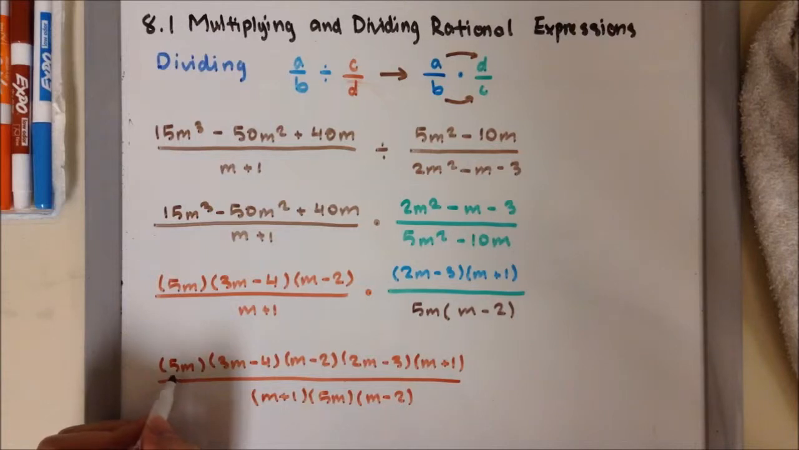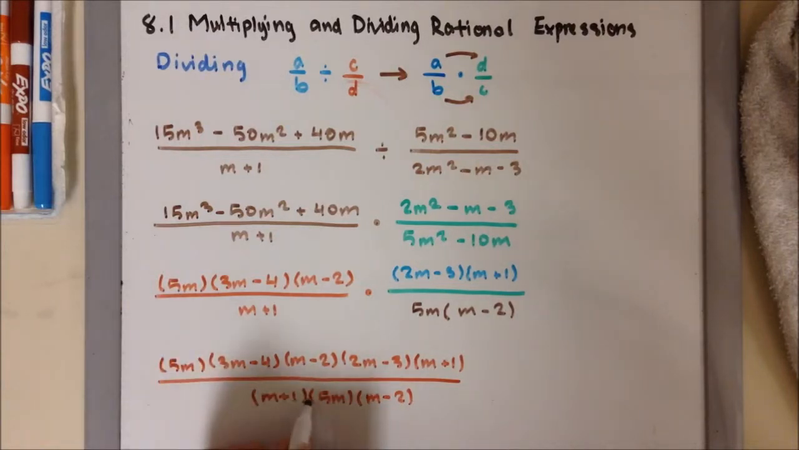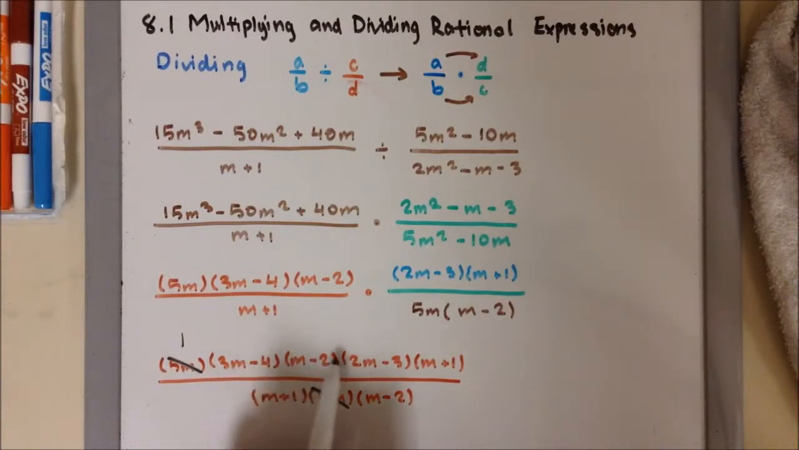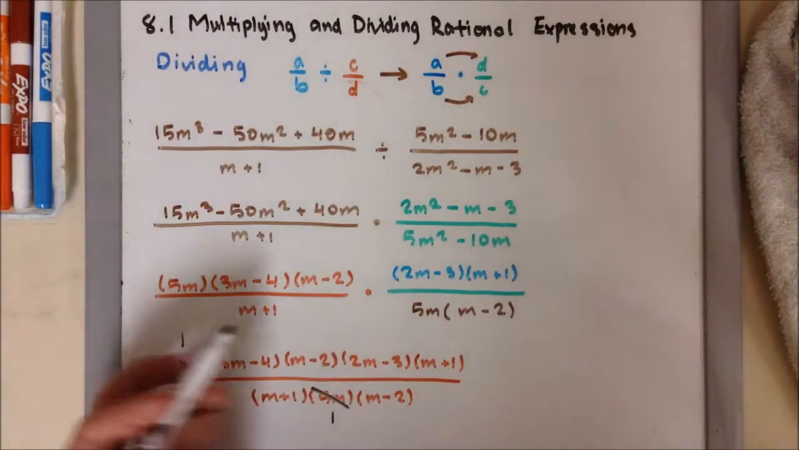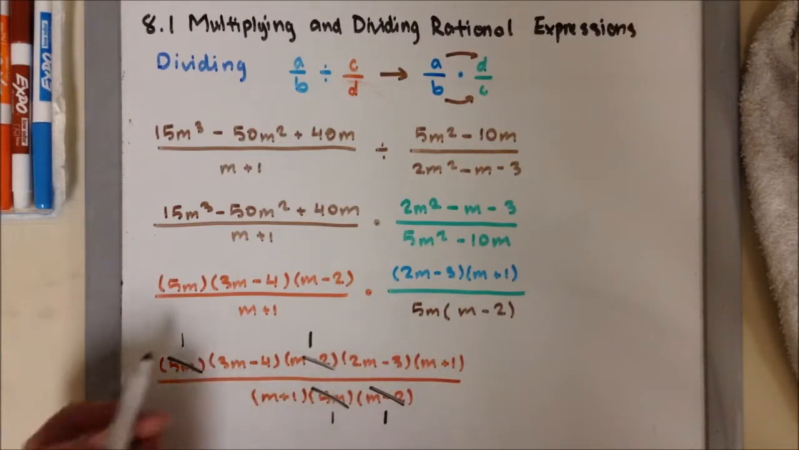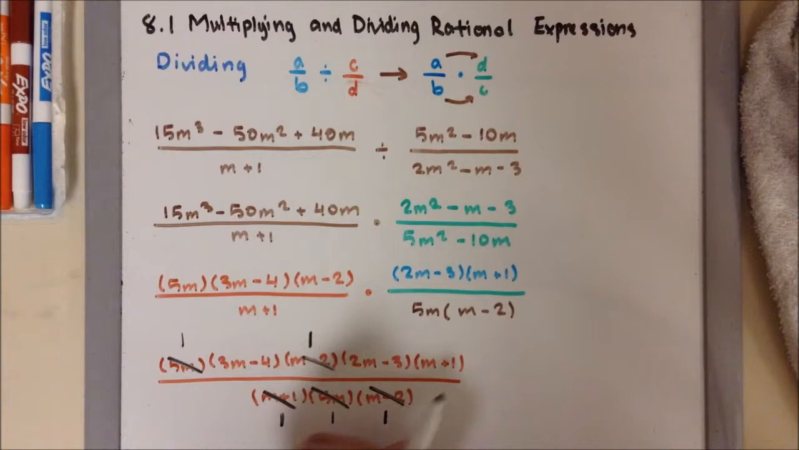I notice I have one 5m at the top and one 5m in the denominator. So I'm going to divide these two and they become 1. And as I'm checking, I notice I have one factor of m minus 2 in the numerator and one factor of m minus 2 in the denominator. So I'm going to divide them. Both of them will become 1. And then I notice that I have one factor of m plus 1 in the numerator and one factor of m plus 1 in the denominator. So I'm going to divide both of them and they will become 1.